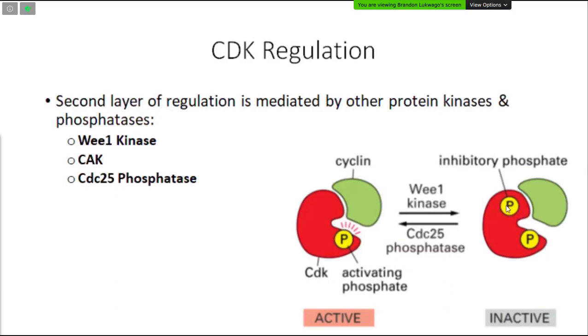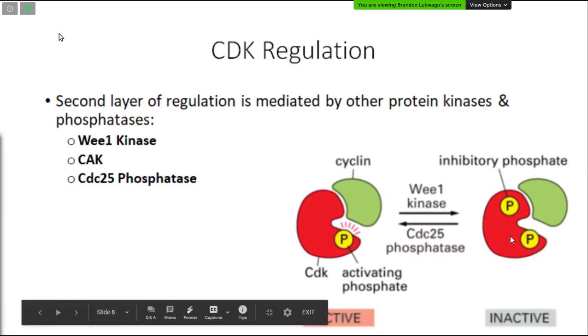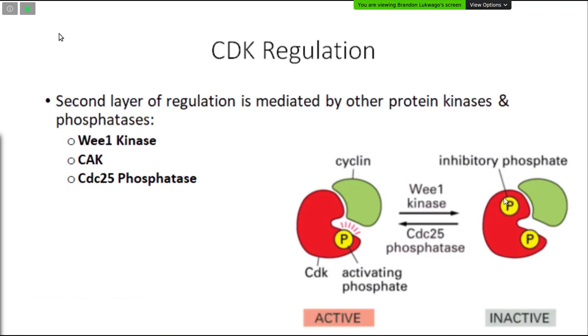What will happen is, once the cell reaches the phase where it's about to transition into another cycle, this CDC25 phosphatase will dephosphorylate this inhibitory phosphate, and this will allow the CDK-cyclin complex to become active, and it can phosphorylate and activate whatever it needs to progress the cell cycle.